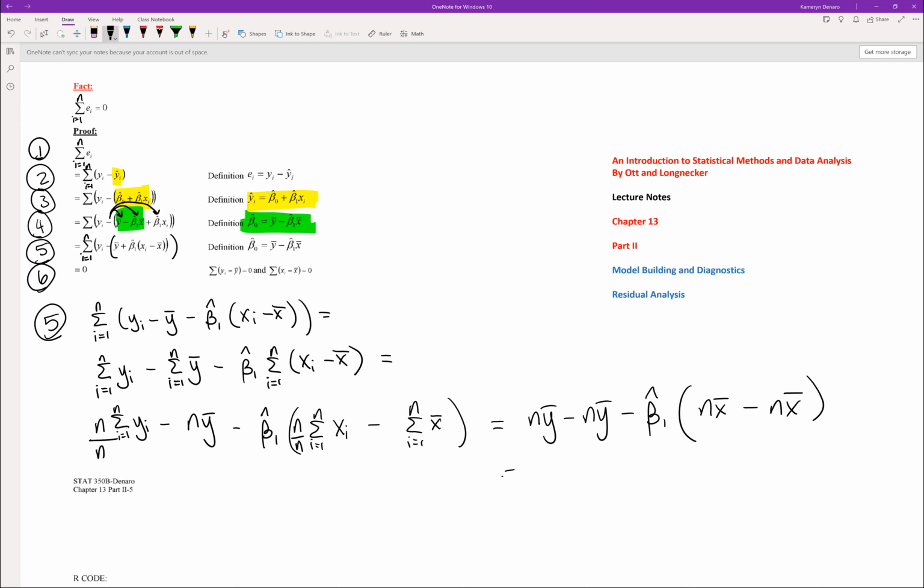So overall, this piece is equal to 0, and this piece is equal to 0. So all of this, we have now shown that our residuals sum to 0. And that is the end of the proof.